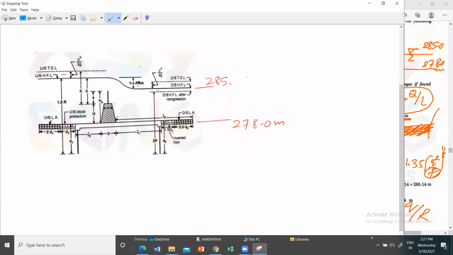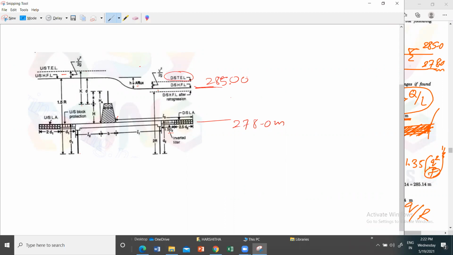Because this is before construction of the weir, this is the high flood level and this is the bottom level. These dimensions are given. From this, we need to go back: if you construct a weir, what are these dimensions? We need to calculate the total energy line first, the downstream side total energy line.